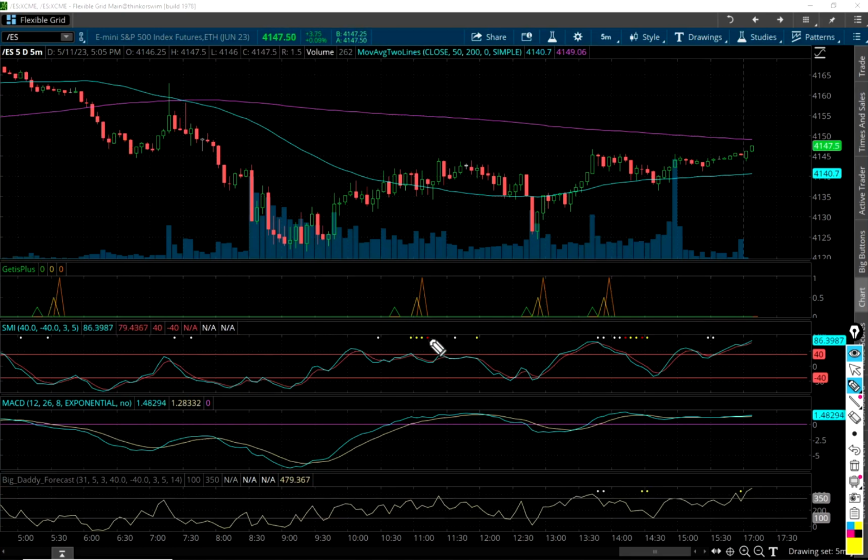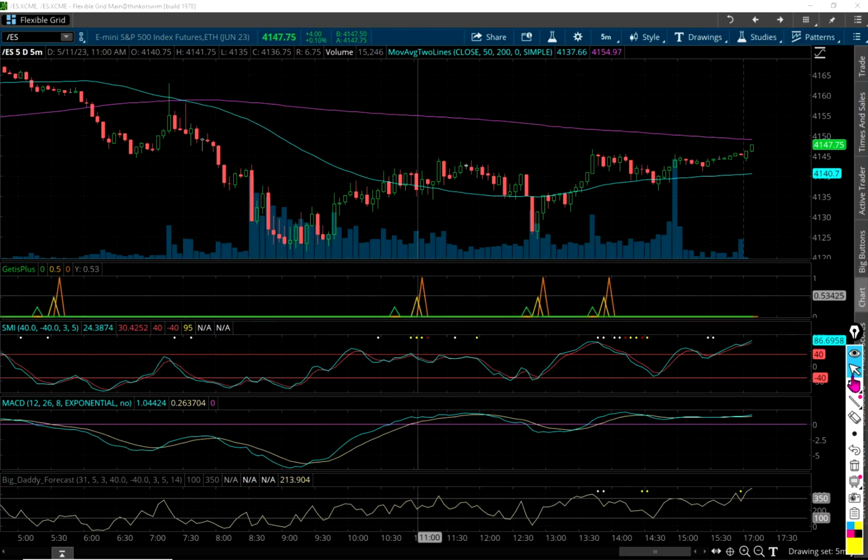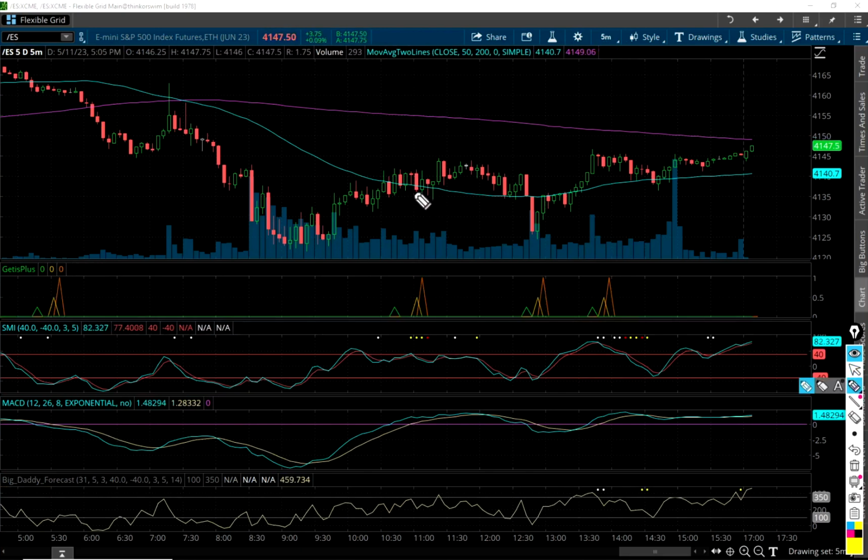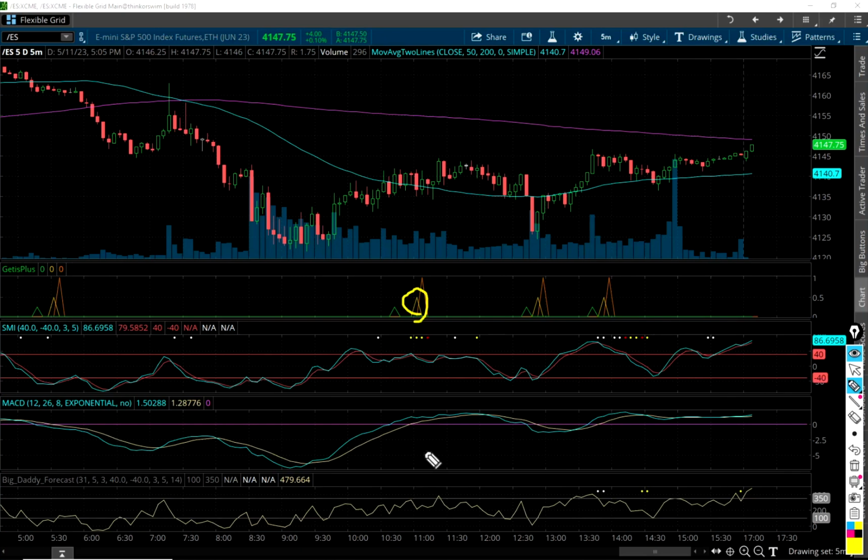And then later in the day, we had one here at 11 a.m. Okay. Now, would I trade this? Probably not. The alert came in, but I'm looking at this and I'm saying, this is already very peaky. The MACD looks like the SMI and the Big Daddy were not fully peaked out, but they were kind of high. So you can just tell this day was just kind of bouncing around.